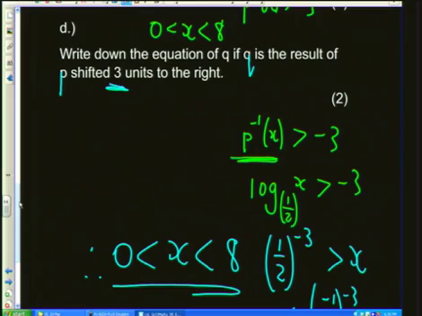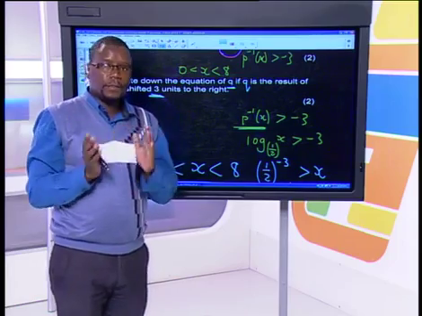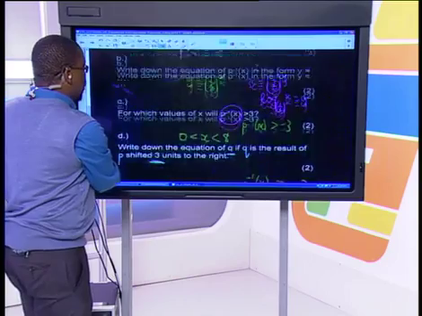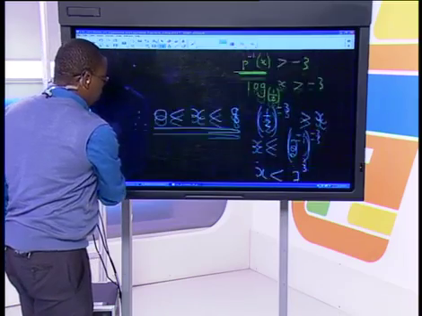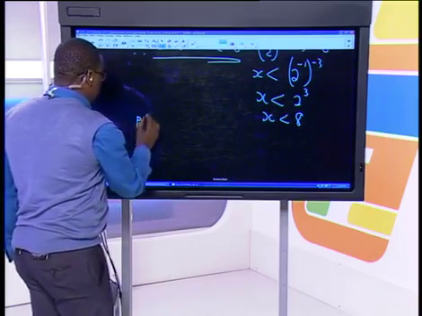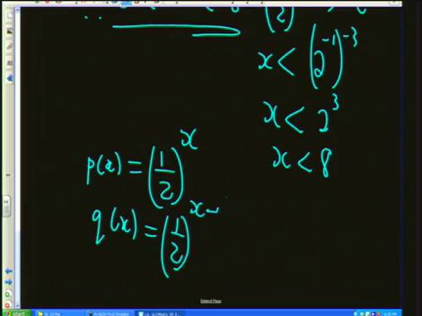Next, write down the equation of q if q is a result of p shifted 3 units to the right. Now, remember, if you shift to the right, you minus; shift to the left, remember last year, you add. So on the x, where is p? P of x is half to exponent x. Now we're shifting 3 units to the right. So your q of x will be half to exponent x minus 3, and you can leave it that way. So your q of x equals half all to exponent x minus 3.